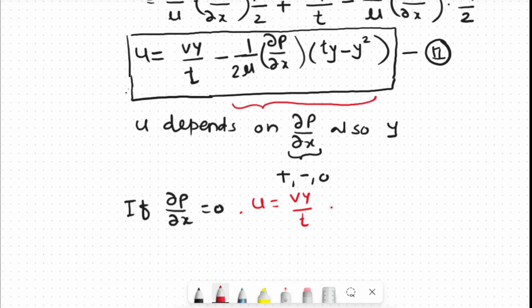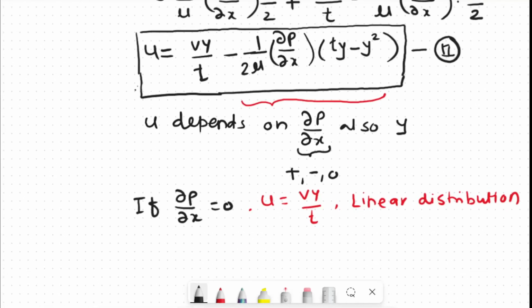So this is the linear equation or relation. Okay, so the velocity distribution is linear between the two plates. Now let us find out the relation for the shear stress.